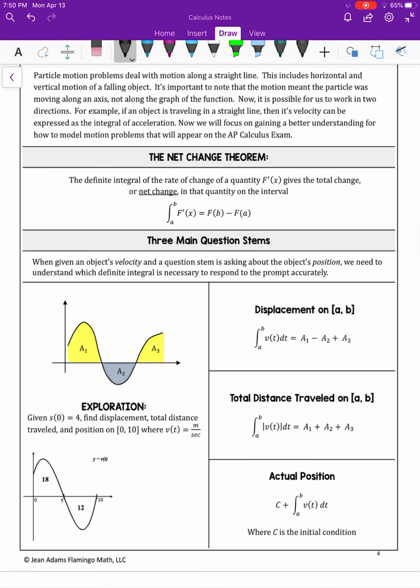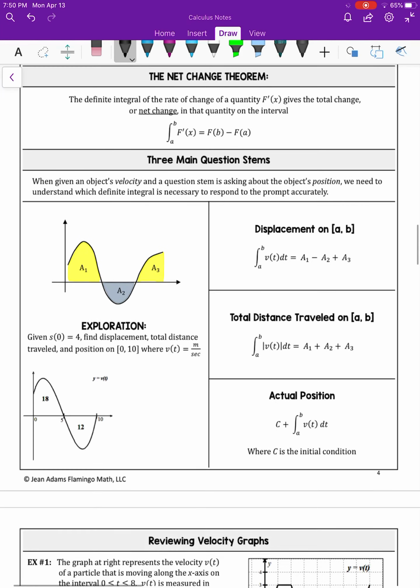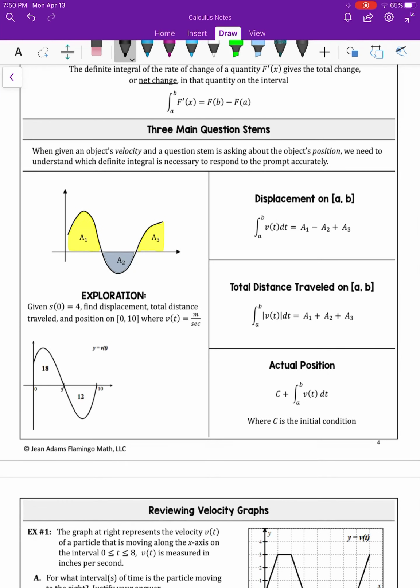Lesson 2, another look at particle motion. So we have these particle motion problems, and I've never given you the actual formulas, but the formulas that I want you to remember are displacement is just the regular integral. So if there is area that is below the x-axis, it ends up being negative. So that when you add those up, it gives you that displacement.